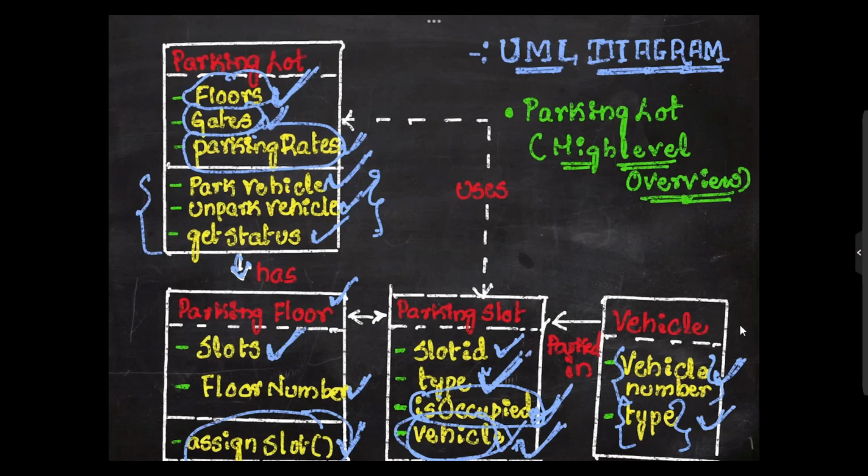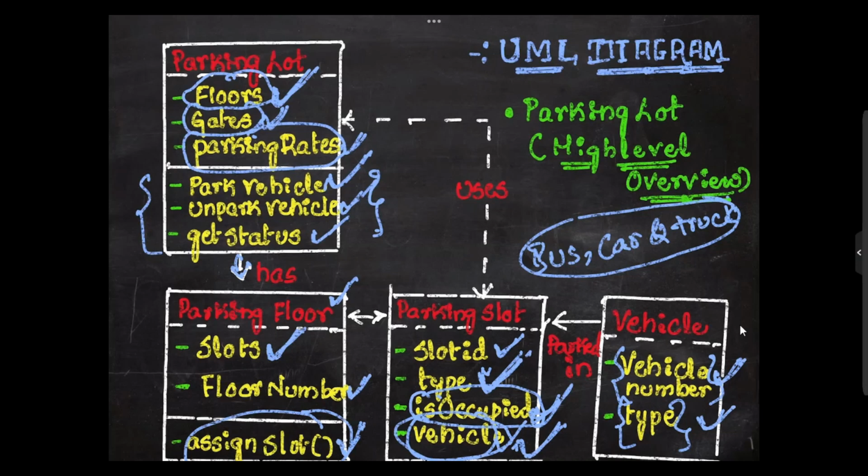Basically, type means it can be either bus, in this case, we are considering bus, car and truck, right? For this particular example, we are going with bus, car and truck. Just keep this in mind. So this is the high level overview. I hope this is completely clear, easy to understand, right?